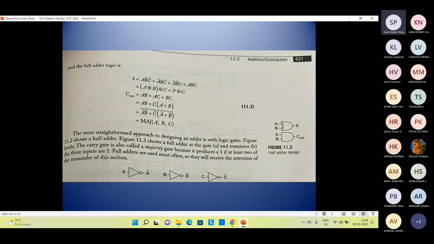Okay. Now, full adders are used most often, so they receive much attention as far as digital electronics or CMOS VLSI is concerned. Okay. Now, if you take into consideration the inverter operation, if the input is A, then the output will be A complement. So this is the output. Let it be the input B, the output would be B complement. If C is the input, the output will be C complement.